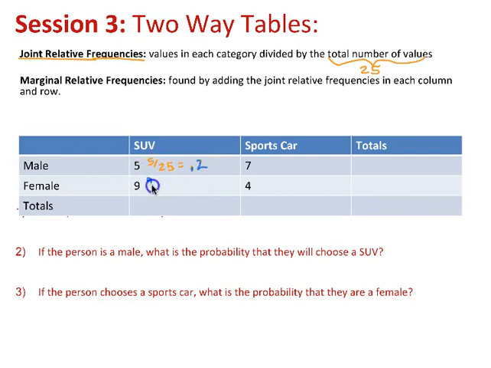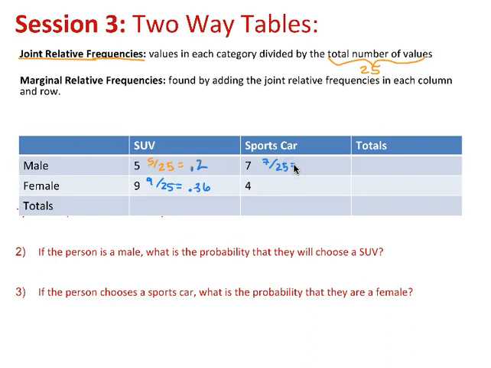Then to find the joint relative frequency of females choosing an SUV, we're going to take 9 and divide it by 25. I'm going to grab my calculator, type in 9 divided by 25 to find that decimal, and I get 0.36. I'm going to continue this pattern. The joint relative frequency of males choosing a sports car would be 7 out of 25.